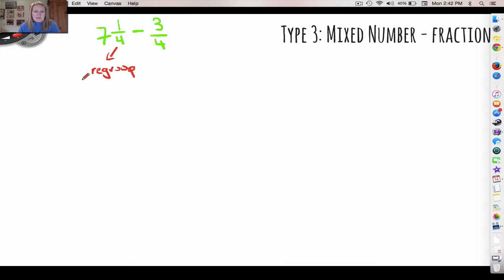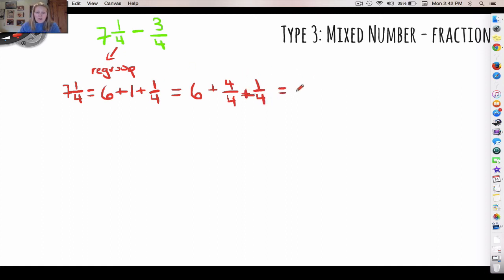This means that we know that 7 plus 1/4 is 7 1/4, right? But what if we were to say that 7 1/4 is also equal to 6 plus 1 plus 1/4? That is true. And then we have this 1/1, which we could say is really 4/4. So 6 plus 4/4 plus 1/4. Then we can add these fractions together with their common denominators and get 6 5/4. Now we have a problem we can work with because 5/4 is greater than 3/4.